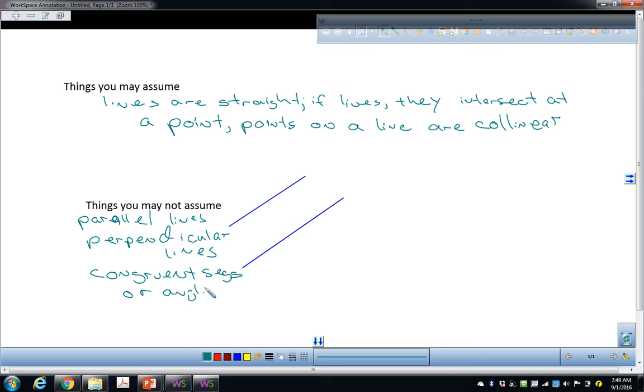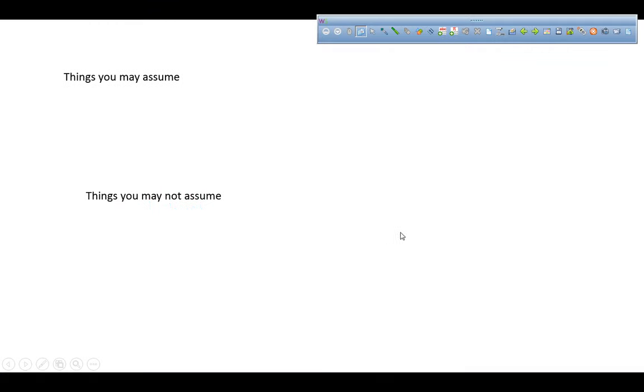Okay, so just because two shapes look the same, or they look like something, you can't say this is this because it looks like it. They have to either tell you explicitly, or you have to prove it, or they have to have markings on it, okay? For example, okay, here we go.